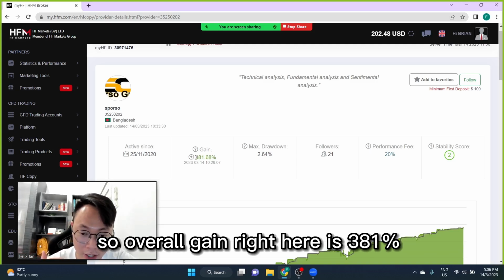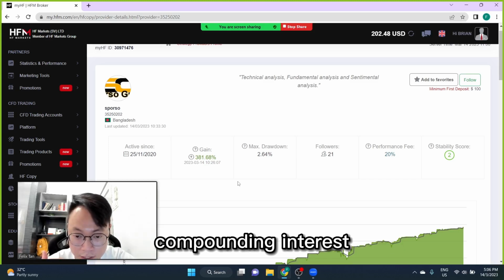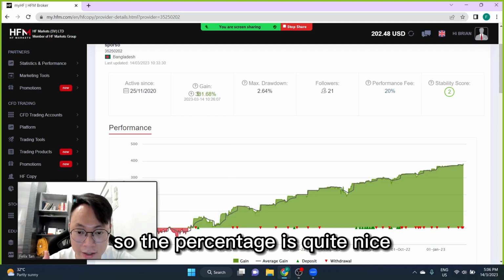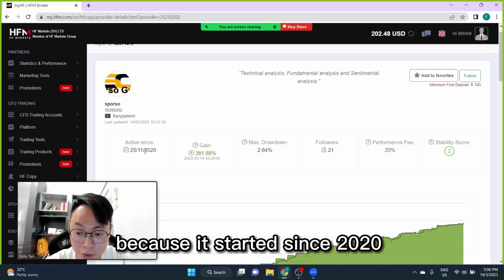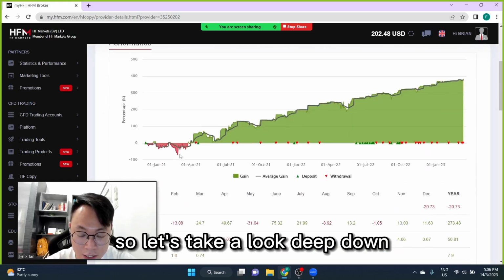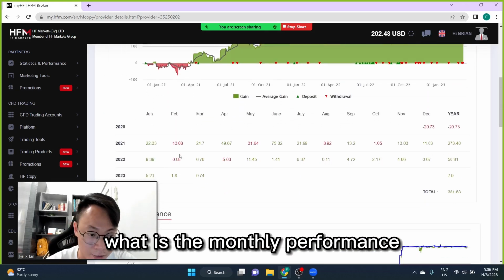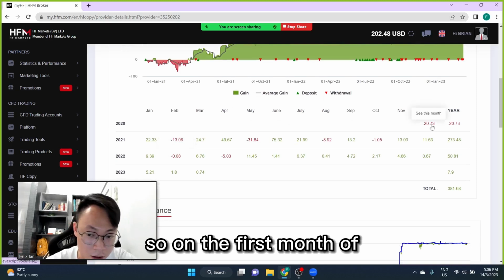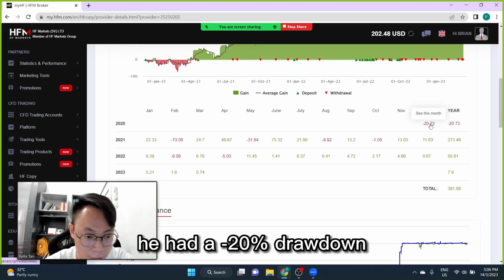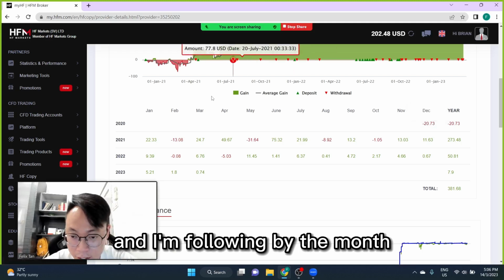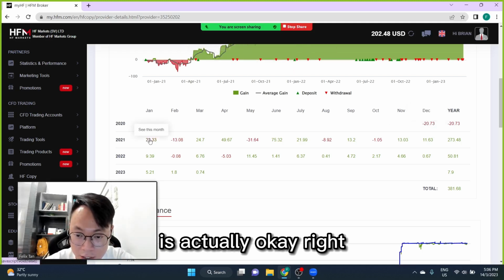So overall gain right here is 381%, right? Compounding interest. So the percentage is quite nice and it's realistic because it started in 2020, right? So let's take a deeper look at the monthly performance. In the first month the trader did not go well. He had a minus 20% drawdown, and then the following months are actually okay, right?